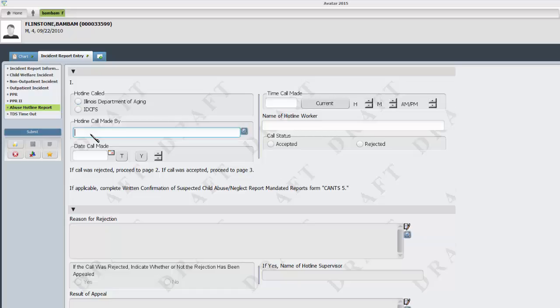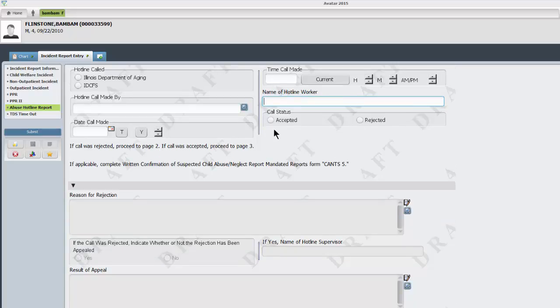making a report. Who made the hotline call? When did they call? What time? Who did they speak with? Was the call accepted or rejected? This is not a hotline call that we're using as an example, but let's walk through this.